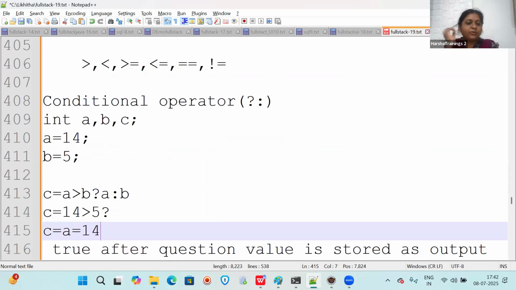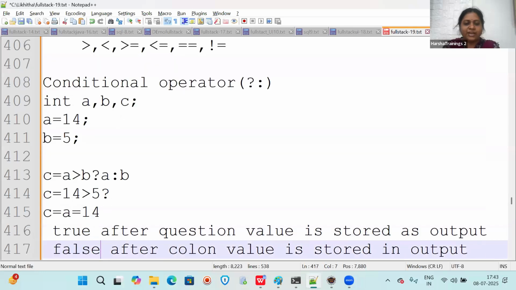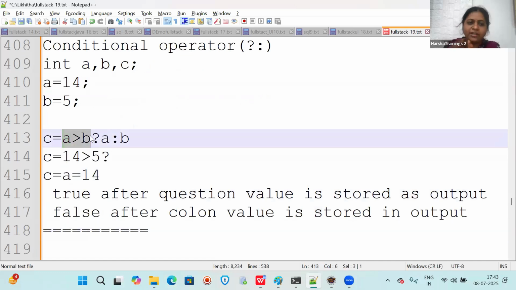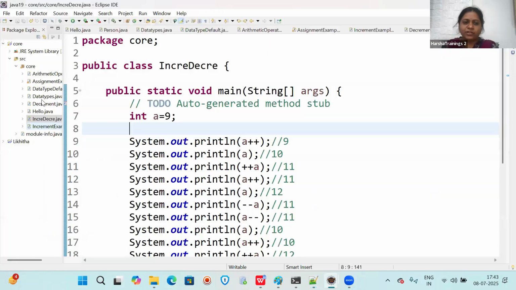It depends on how you are writing. If you write the logic wrong, the output also will be wrong. So the nature of this operator is: if the condition you write is true, the immediate value after the question mark is stored in c. If the condition is false, whatever variable is after the colon is stored in c. Understood? Let us see an example on this.